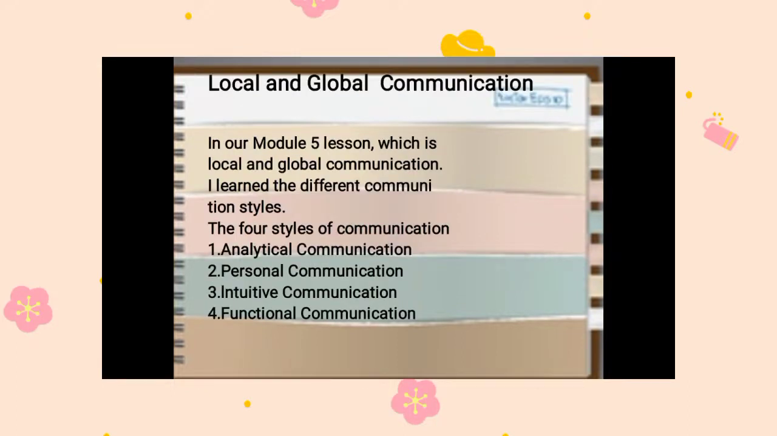In our Module 5, local and global communication. In our Module 5 lesson, which is local and global communication, I learned the different communication styles. We have analytical communication, personal communication, intuitive communication, and functional communication.